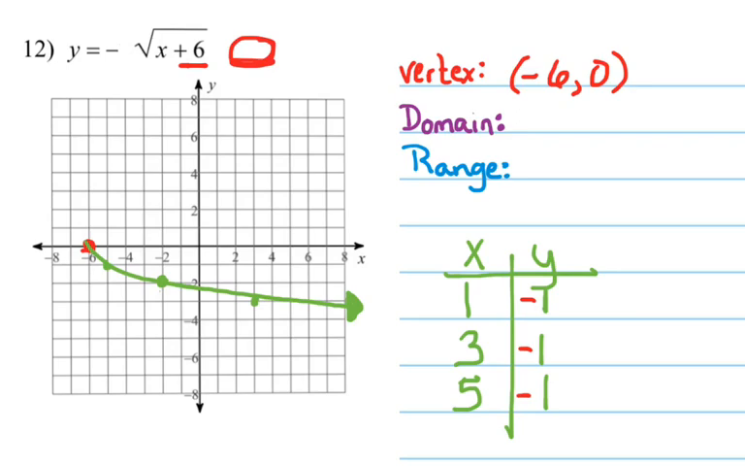Now domain are your x values. The farthest to the left is -6. The farthest to the right is positive infinity. Range are your y values. The lowest value, well in this case the lowest value is at my arrow, so it's going to be negative infinity. The highest value is the 0.